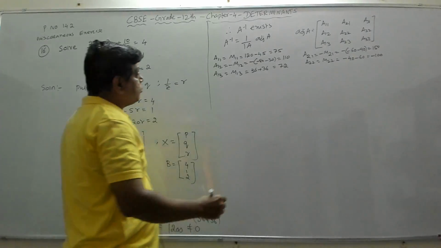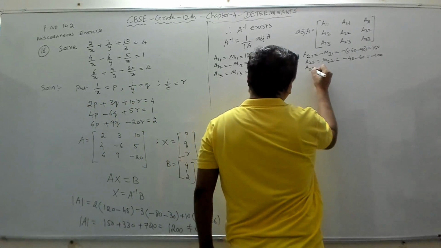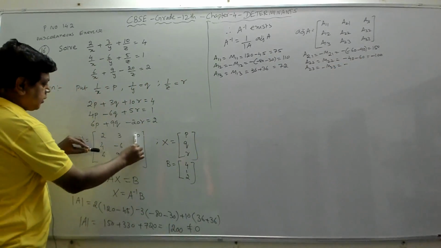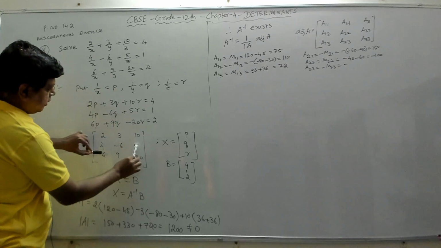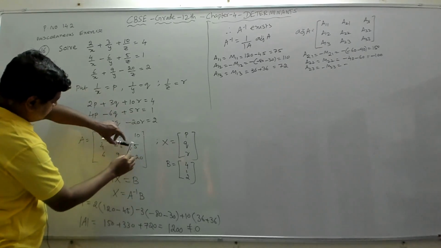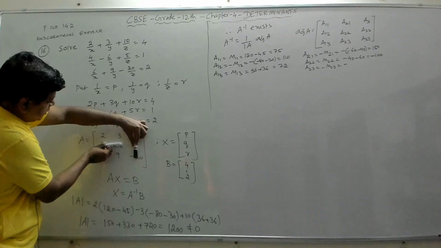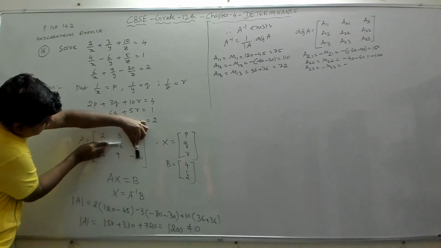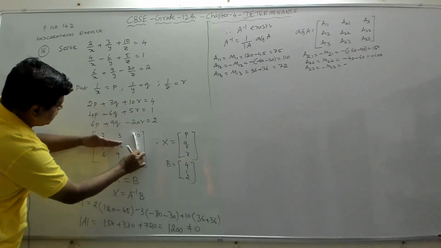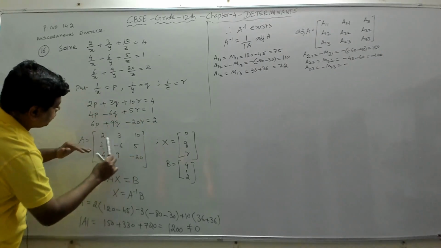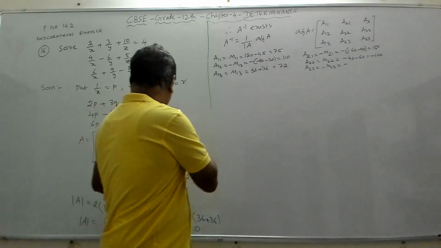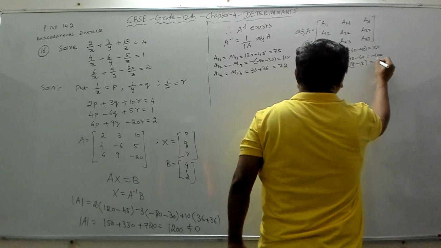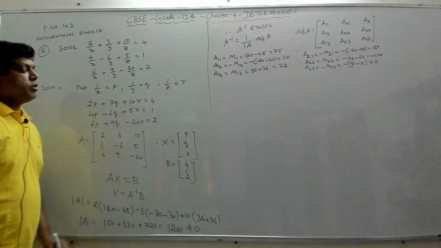Now we will take A23. What is A23? A23 is minus M23. That is equal to minus of M23. So we will close this particular row and this particular column. If you close this and this, then we are left with 2 into 9 minus 6 into 3. So 2 into 9 is 18 minus 18. That is 0. That is A23.